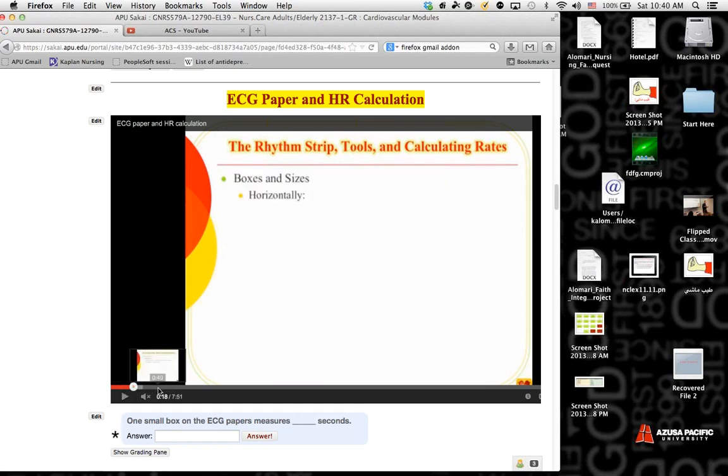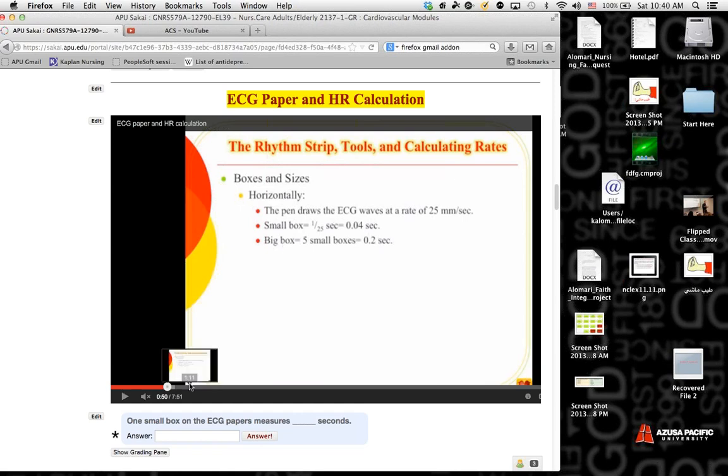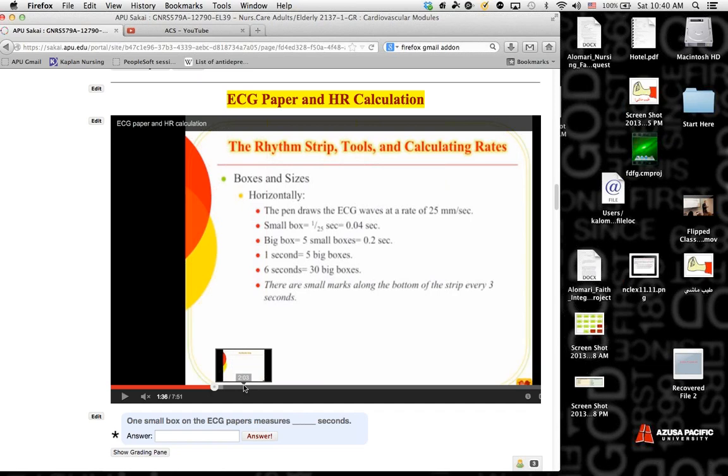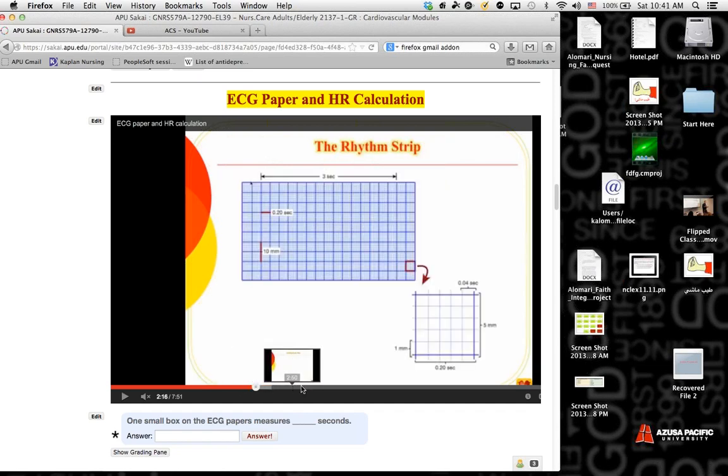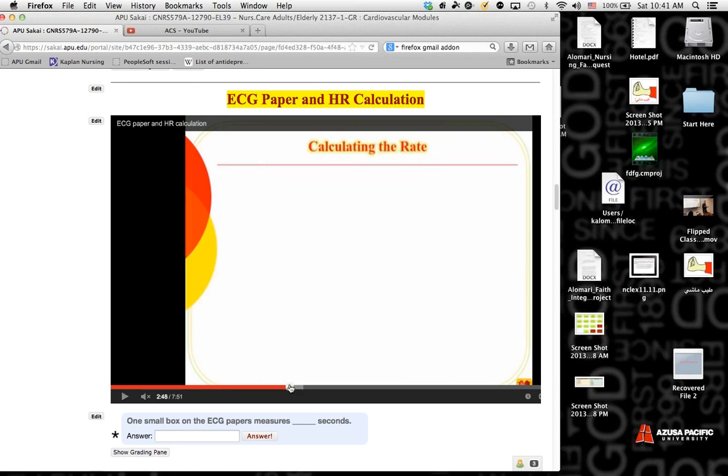Okay, and then you need to know the boxes. A small box equals 0.04 seconds, and 5 of them, which is a big box, is 0.2, because this is when you try to determine the PR distance, or if it's a QT problem that you're going to look at. So one big box is 0.2, one small is 0.04, and as far as the vertical, it's 1 millimeter for each small box, and a big box is 5 millimeters.